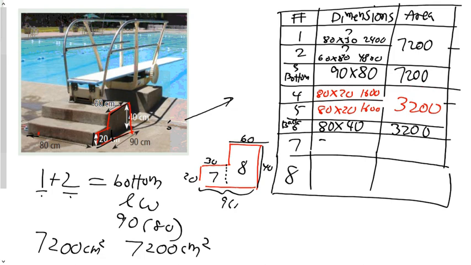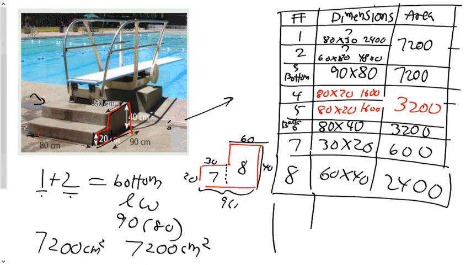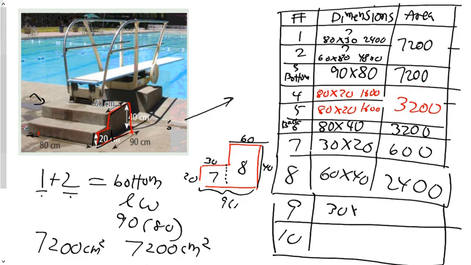7 would be 30 by 20. 8 would be 60 by 40, which would be, what do we got here? We got 600, and we got 2,400. But don't forget that 7 and 8 also exists on the other side. So technically, I should put a 9 and a 10 up, right? Even though I can't see it, the 9 and the 10 would be the 30 by 20 again. And it would be the 60 by 40. And we'd have 600 here, and we'd have 2,400 here. Okay. So all of those measurements would be ways we could calculate.